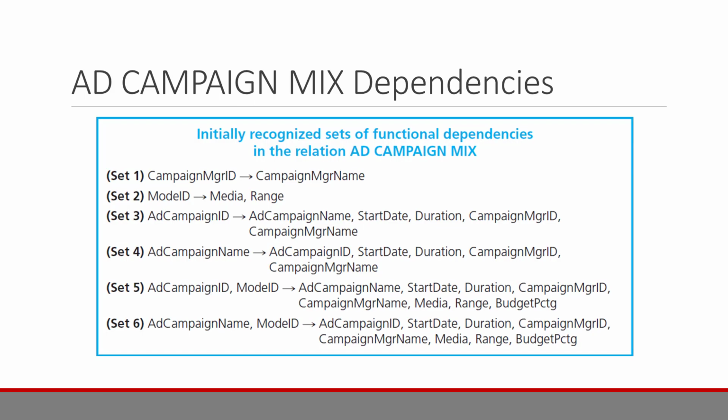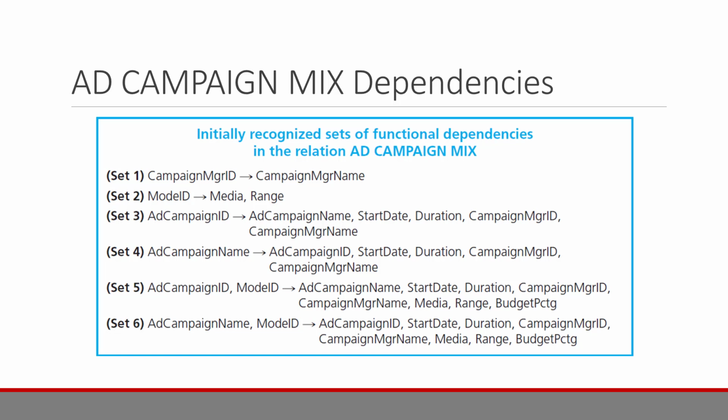So the way that we're going to list our dependencies is using this format. For example, campaign manager ID, arrow to the right, campaign manager name. What that says is campaign manager ID determines campaign manager name, or alternatively, campaign manager name depends on campaign manager ID. Same with mode ID determines media and range, or media and range depend on mode ID. And then we can go down the list.